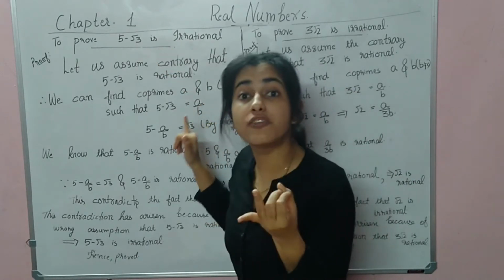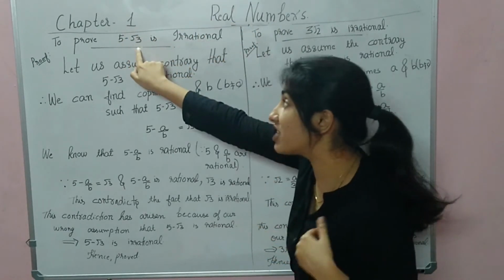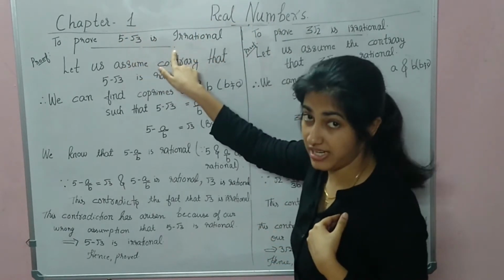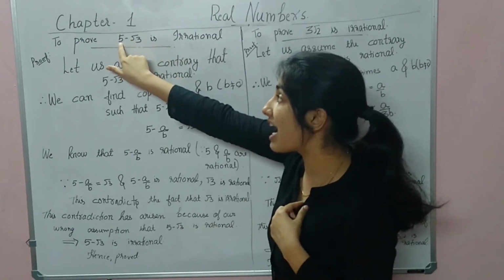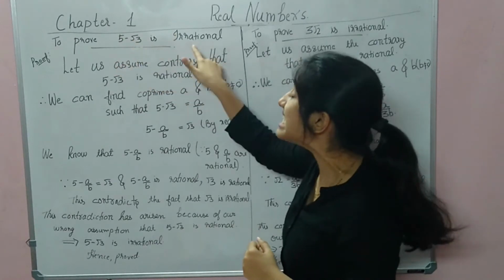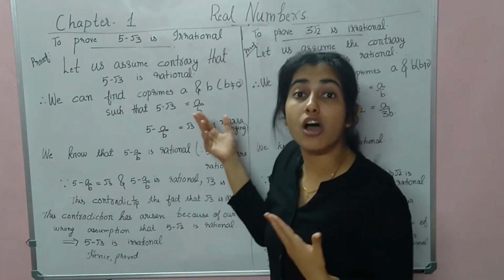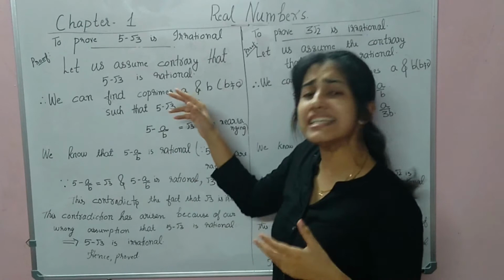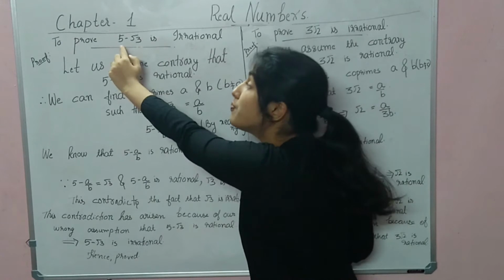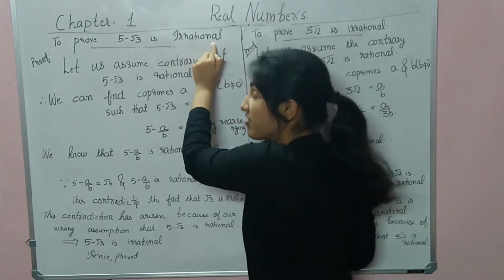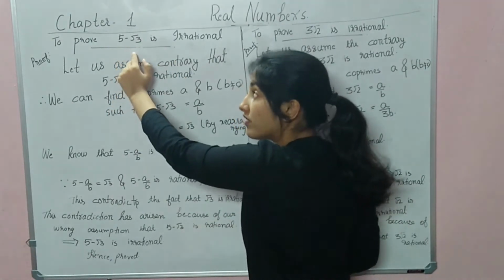The sum, difference, product and quotient of a rational and an irrational number is irrational. So 5 is rational and root 3 is irrational. The difference of a rational and an irrational number is irrational. This proof is also based on the method of contradiction. So let us assume the opposite of what we need to prove. We need to prove 5 minus root 3 is irrational. So let us start the proof by assuming the opposite of what we need to prove.